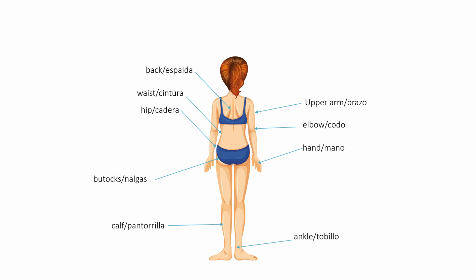The same with anatomical parts when seen from the back of the person. For example, espalda, cintura, cadera, nalgas, pantorrilla, tobillo, mano, codo, brazo.